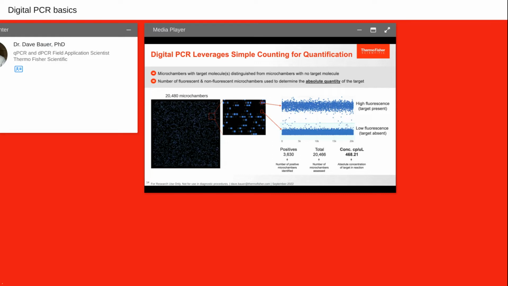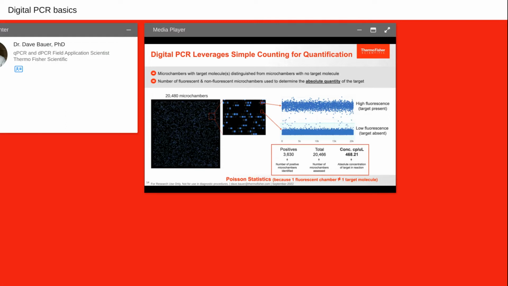So we typically look at this data as a scatter plot where that horizontal axis represents the 20,000 plus microchambers. The vertical axis is the fluorescence intensity. And what we want to see is a nice separation where we have high signal and then somewhere else low signal. And as long as we can differentiate positives from negatives, we can then get a concentration.